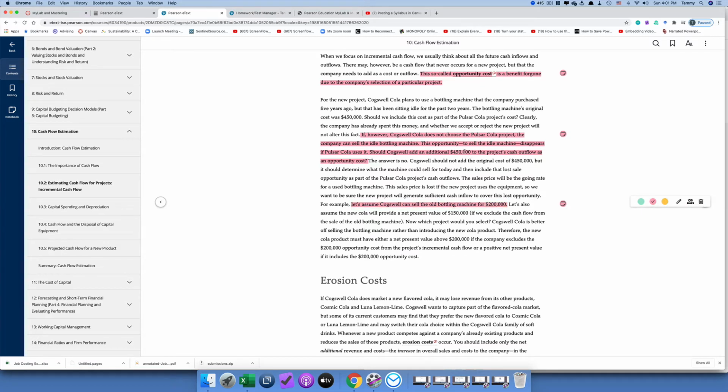Right? So they originally paid 450. That number isn't relevant. But the idea that they could sell that machine is relevant. So what you have to do is figure out how much you could sell it for today, and now you have to add that in to your original cost that you're considering for the project. Okay? So that's how we use opportunity costs.